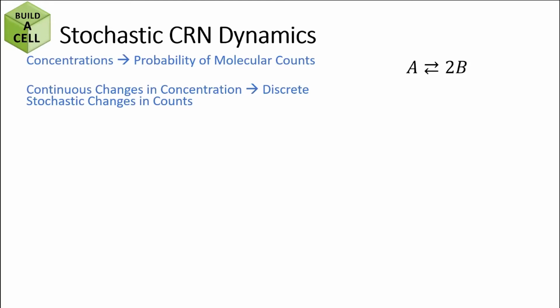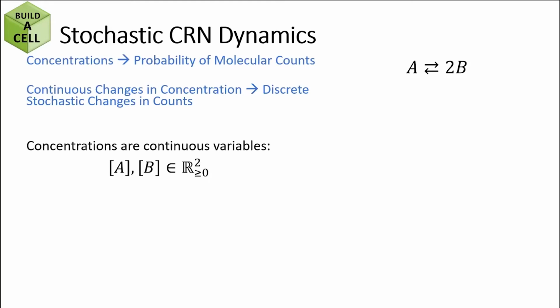So what does this mean more concretely? Well, if you think about concentrations, these are continuous variables. A concentration can be any value greater than 0, really. So it's a continuous value. I can have a concentration of 1 or 1.2 or pi, whatever I want. It's a real number. While counts are discrete variables. I can't have half a molecule. I can only have 1 molecule or 2 molecules or 10 molecules or 1,000 molecules. So counts are integers, positive integers.